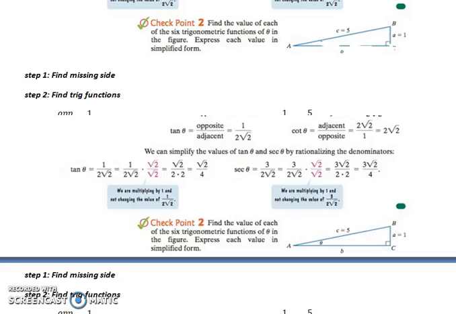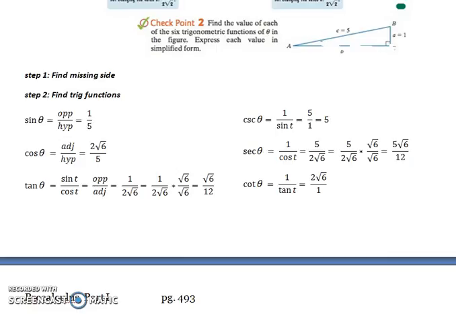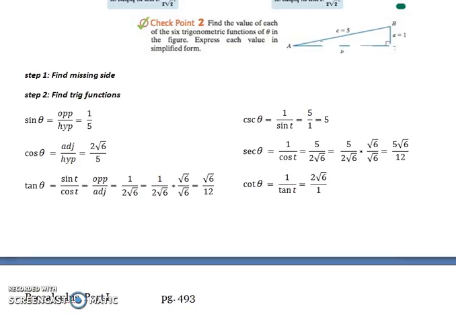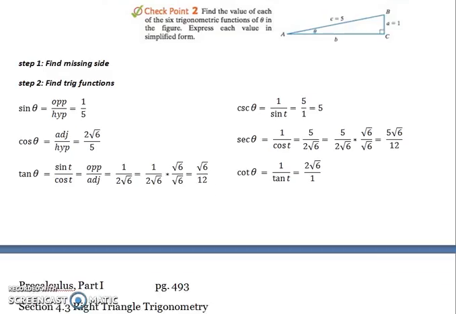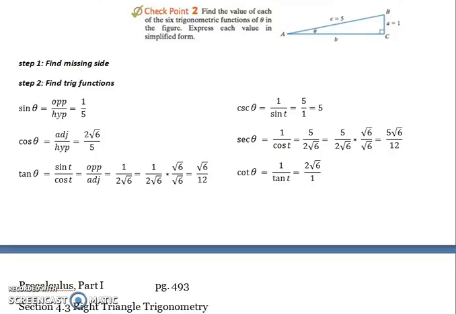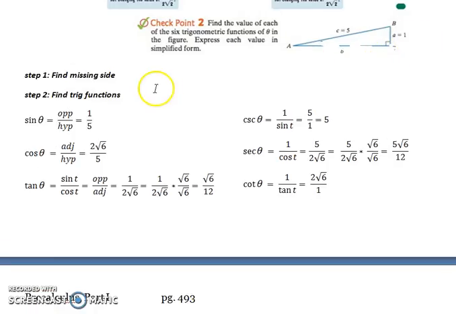Okay, so get me back to the directions here. Okay. So they're giving you the hypotenuse is 5. I'm not sure what all that was. Okay.